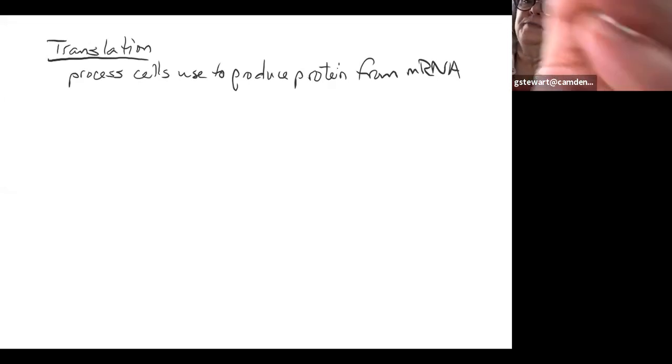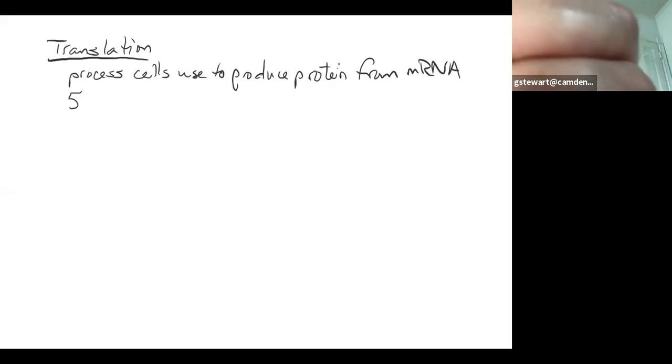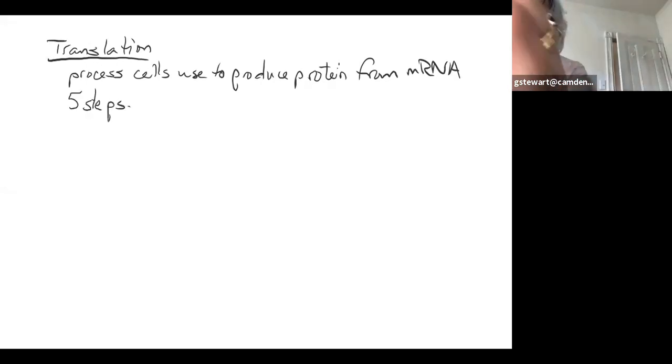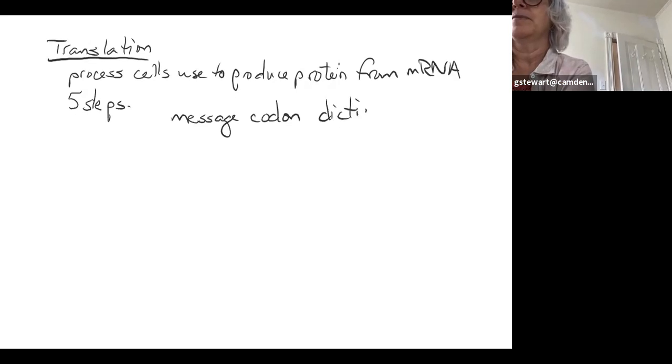It's complicated. I like to do it in 5 steps. It requires us to know 2 things. We need to know things about the message, the codon dictionary, let's say, and we also need to know things about the ribosome.